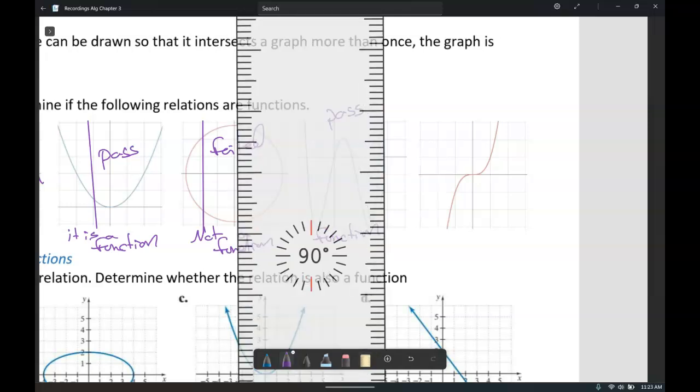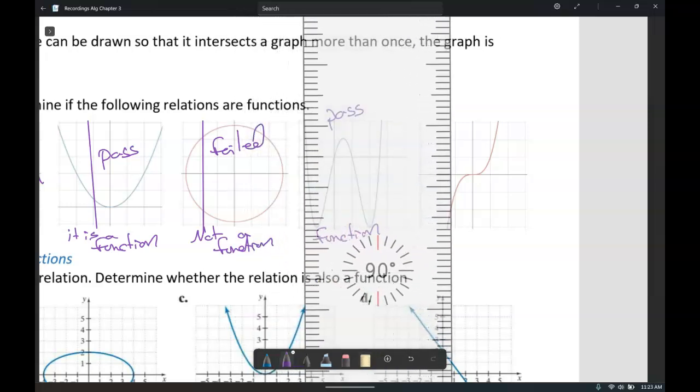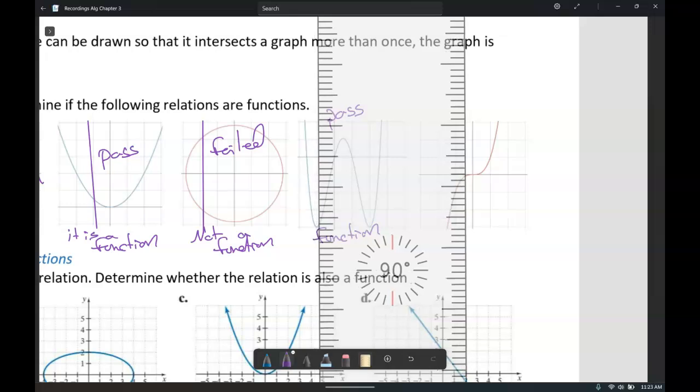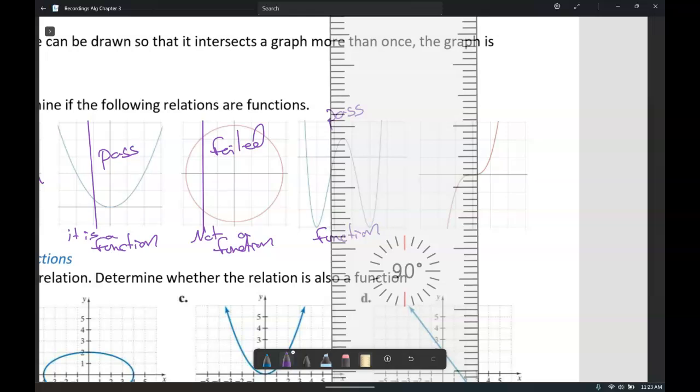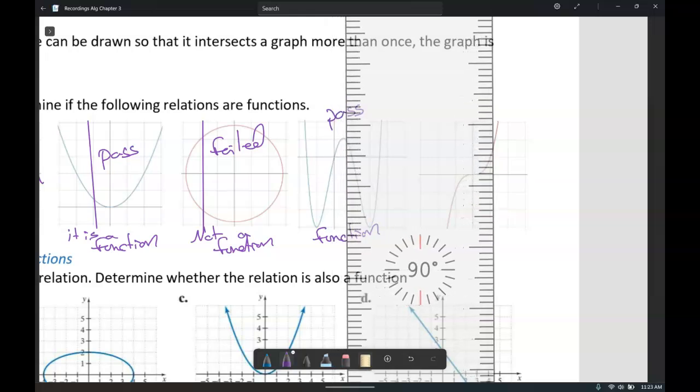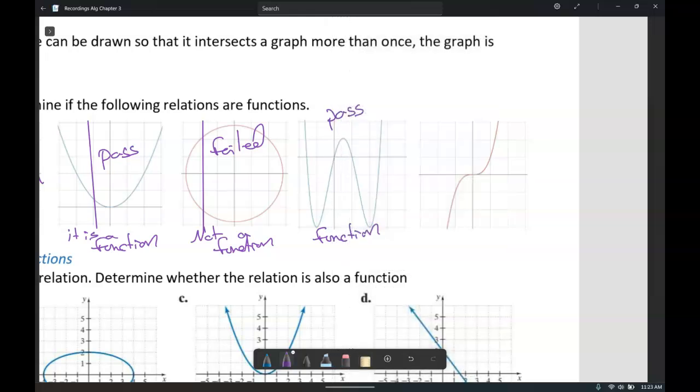And this last one is an x to the third power. And while it may look a little touch and go here in the middle, it levels out, and we are never touching this graph more than once. Therefore, this one also passes the vertical line test, denoting it as a function.